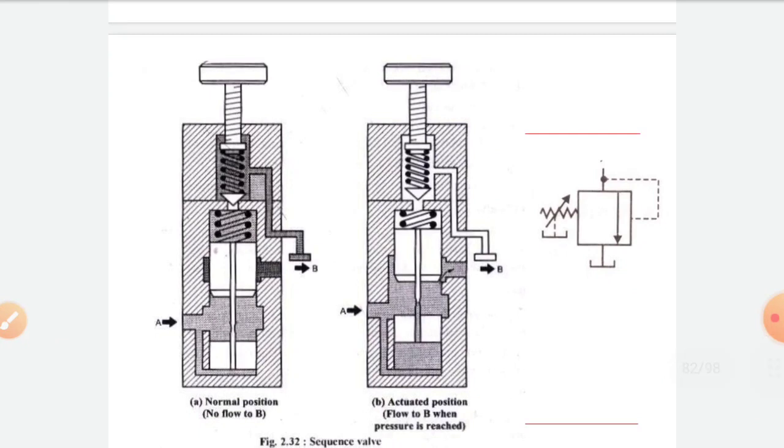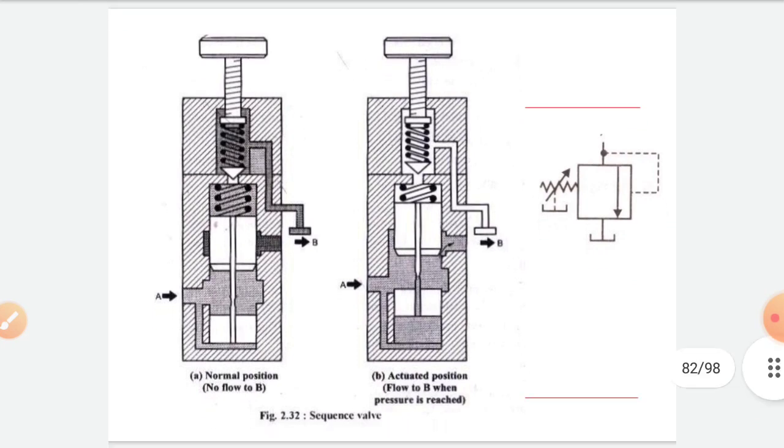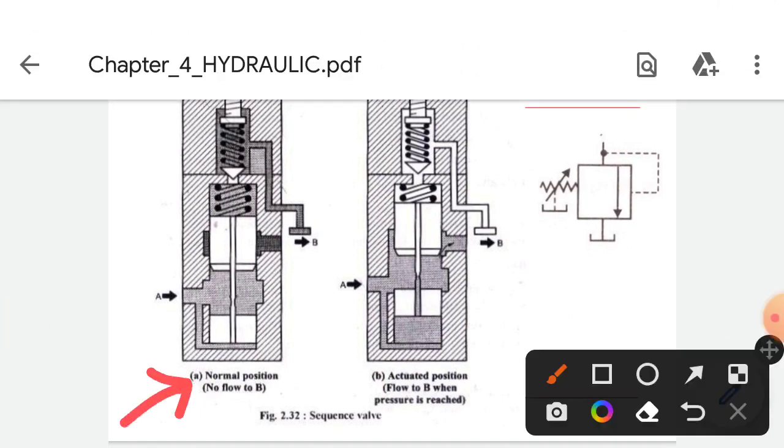So figure A shows the normal position, no flow, and figure B shows the actuated position, in which there is flow when pressure is reached. Okay, so this is the construction of a sequence valve. A is the normal position and B is the actuated position, and this is a symbolic presentation of a sequence valve.